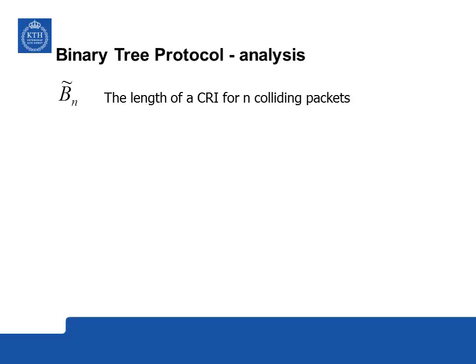So let's do a performance analysis of the binary tree protocol. The critical parameter here is the length of the collision resolution interval. The longer the conflict resolution interval, the worse the performance. So we assume that if we have n colliding packets, we denote by b tilde n the random number that is the length of the conflict resolution interval.